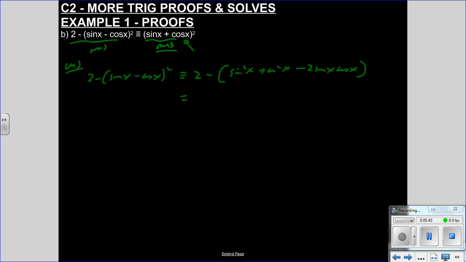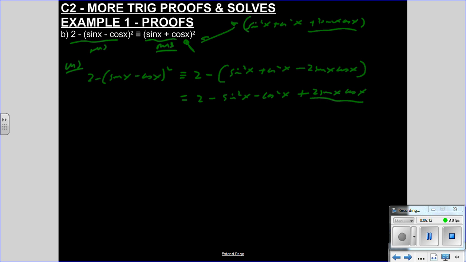Right, trying to make it look like this thing. And just as a side note, what is that thing? Well, that is sin squared x plus cos squared x plus 2 sin x cos x, isn't it? That's what I need. So if we expand out the bracket, 2 minus sin squared x minus cos squared x plus 2 sin x cos x.